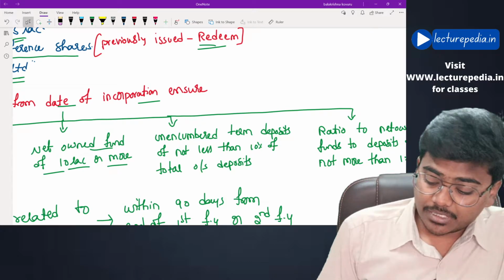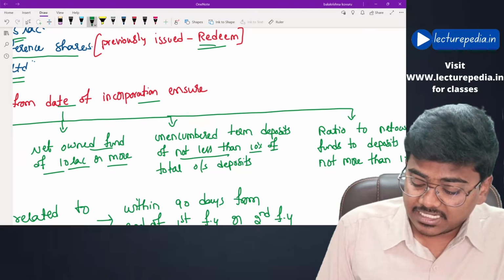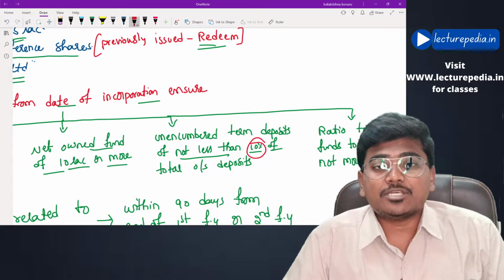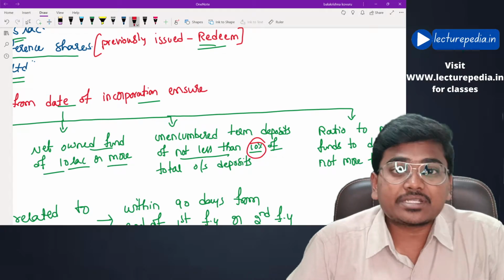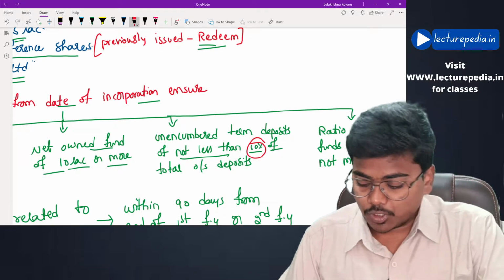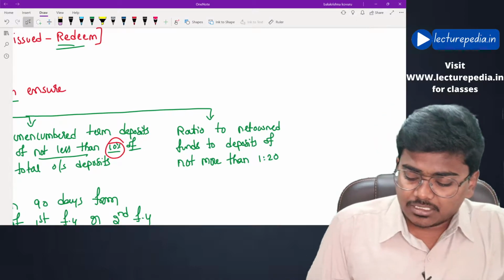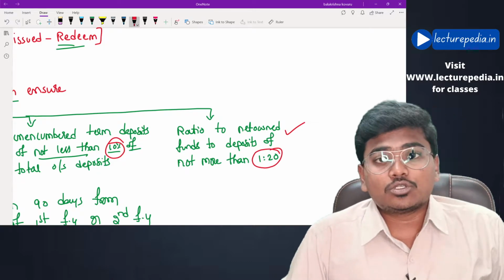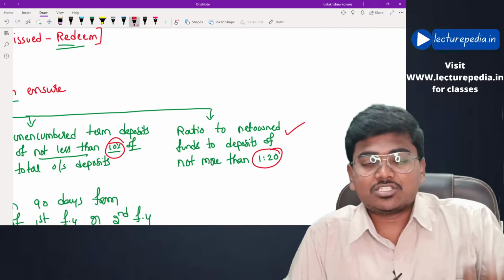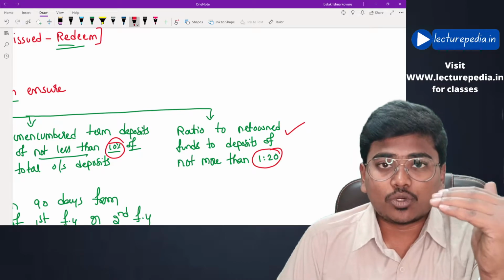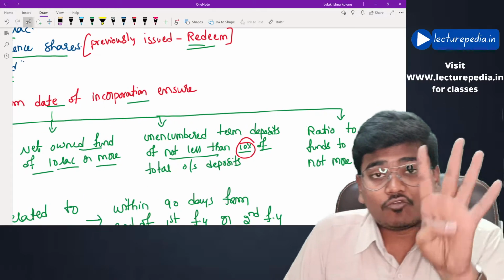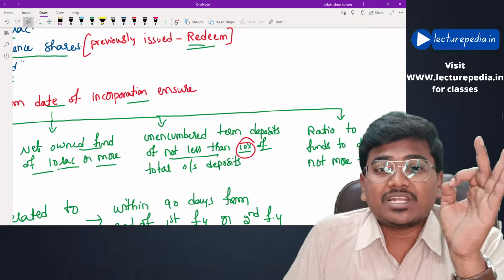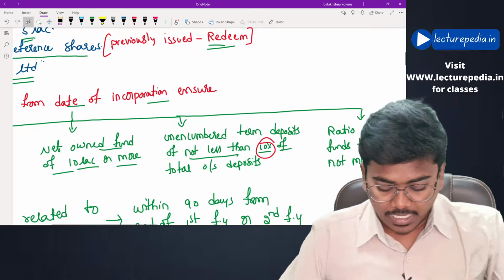And unencumbered term deposits of not less than 10% of the total outstanding deposits. Unencumbered term deposits must be at least 10% of the total outstanding deposits. That is the third requirement. And the ratio of net owned funds to deposits must be 1:20. It should not exceed 1:20. It should be at max 1:20. Hope this is clear. These are the 4 requirements that the Nidhi company must comply with within 1 year from the date of its incorporation.